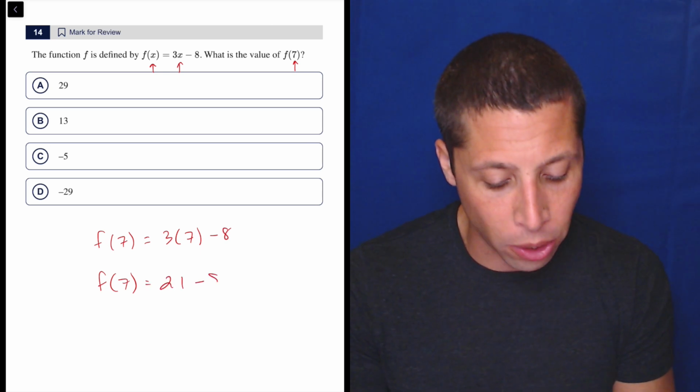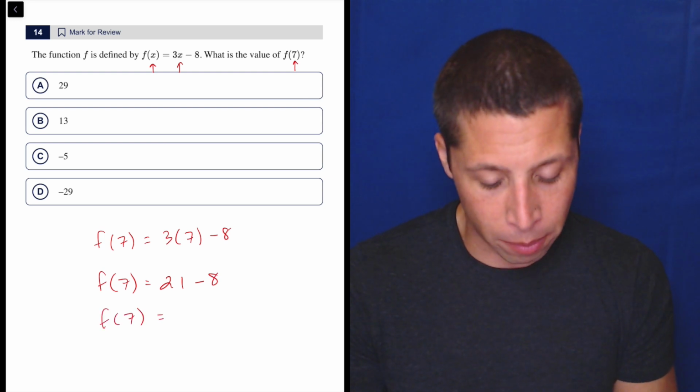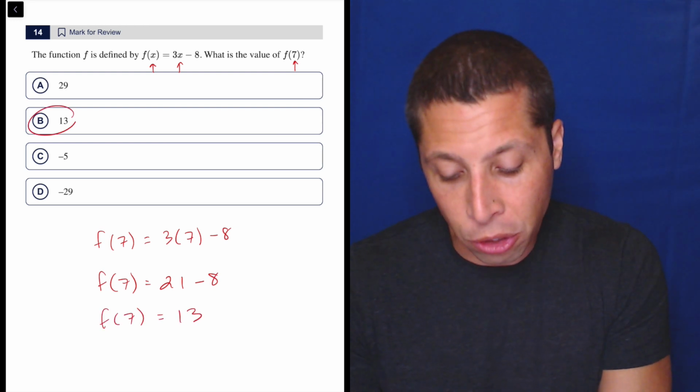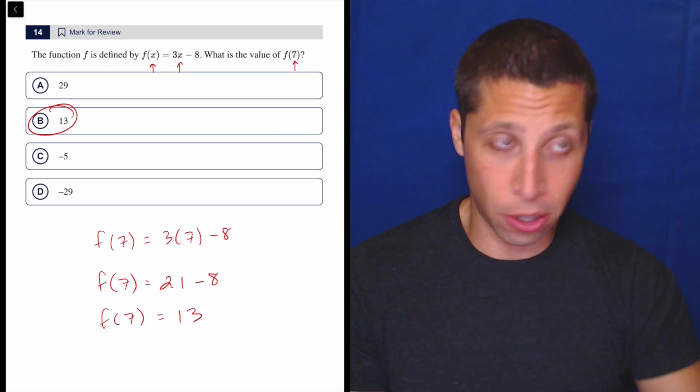3 times 7 is 21 minus 8, so f of 7 is going to be 13, which is choice B, which is the answer. So that is basic function notation.